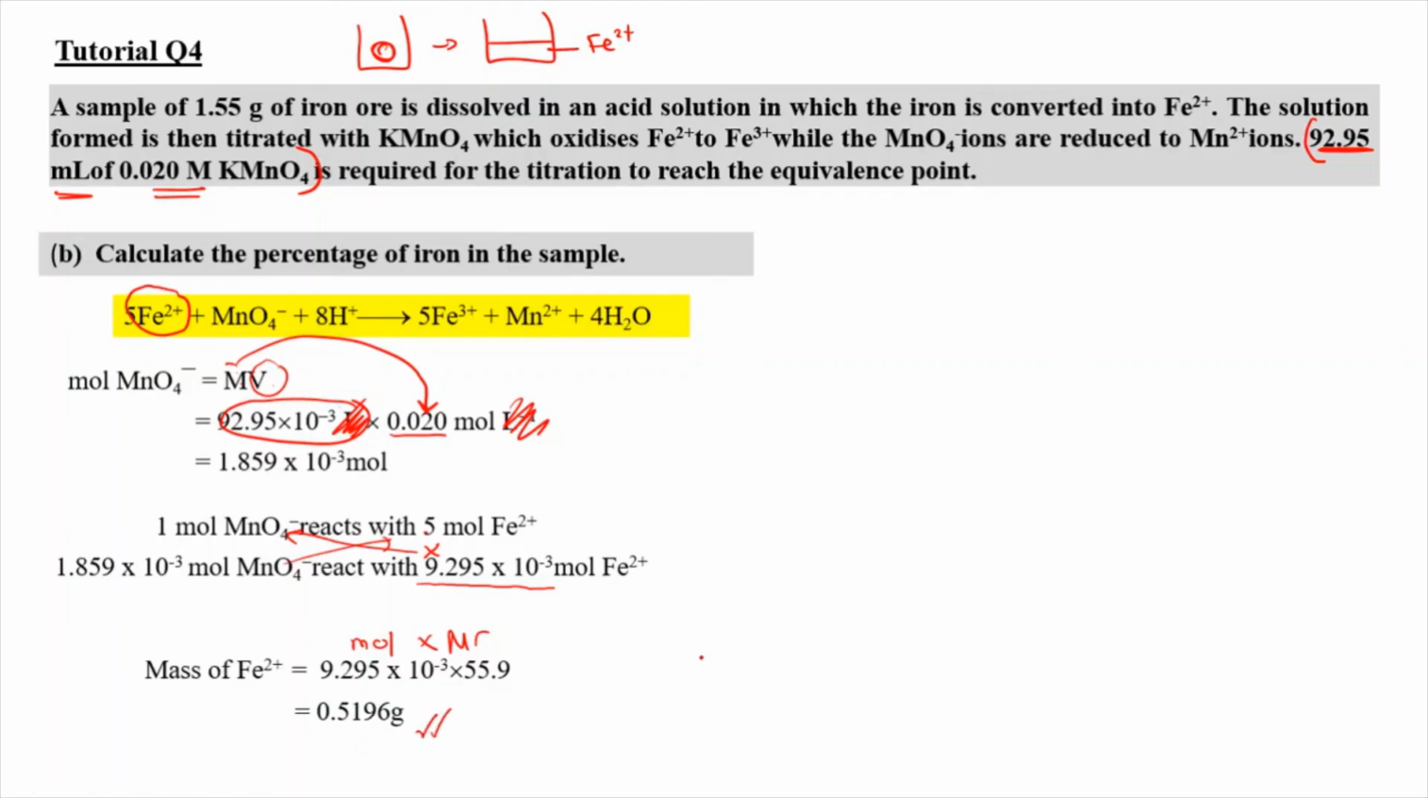Now the question asks us to calculate the percentage of iron in the sample. You can calculate it by finding the ratio of the mass of Fe2+, which is 0.5196 gram, to the mass of the iron ore that was initially dissolved in an acid solution. So 0.5196 divided by the mass of the iron ore, which is 1.55, times 100%. Once you do the maths, you get the percentage to be 33.52%.